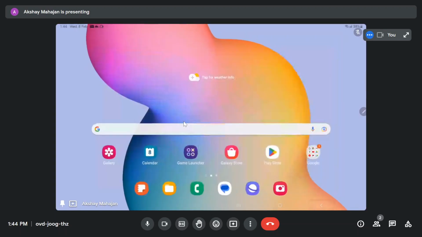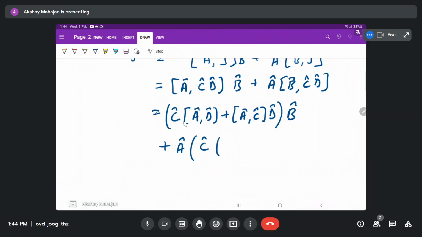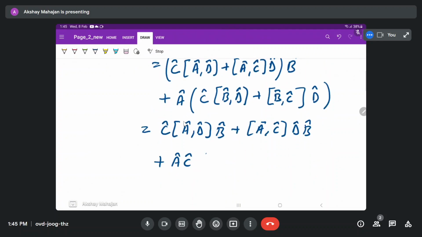plus we will have our A operator times, we will have our C operator times commutation of B and D, plus C is on the left side, and now D is on the right side, and we have commutation of remaining B and C. So from all this we will have commutation of C, A and D times B, plus commutation of AC times DB, plus AC times commutation of BD, plus A times commutation of BC times D. So this will be our final result.